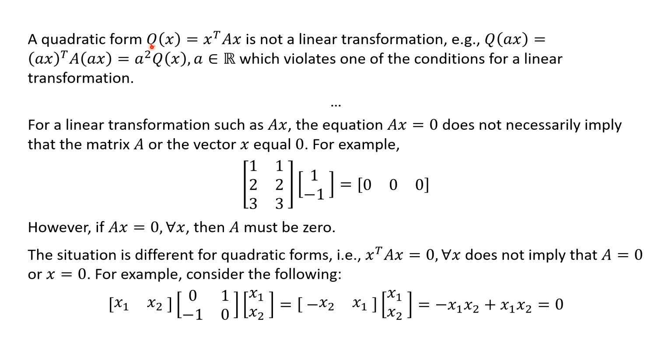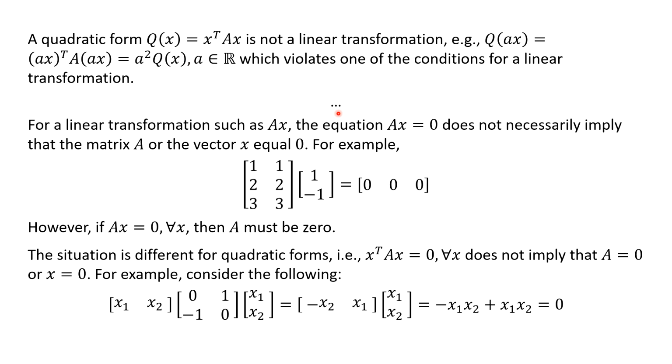A quadratic form, Q(x) equals x transpose Ax, is not a linear transformation. For example, if we take Q of Ax, then plugging in Ax for x, we get Ax transpose times matrix A times Ax, and that gives us A squared Q(x), and it would need to be just an A here if we had a linear transformation. So we violated one of the properties of a linear transformation.